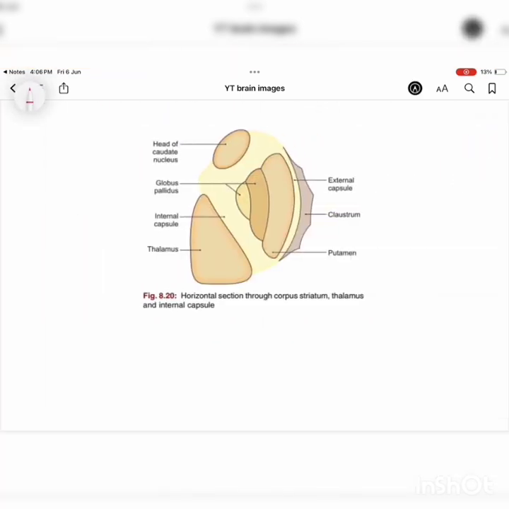And this is a horizontal section through corpus striatum. We can see the caudate nucleus, the thalamus, globus pallidus, putamen, external capsule, and claustrum.